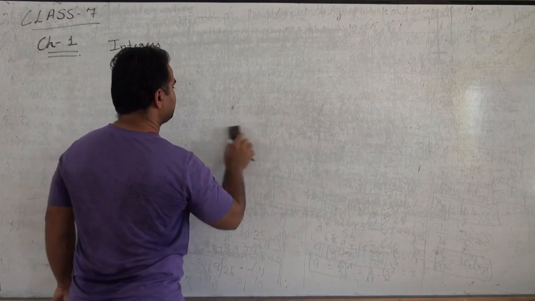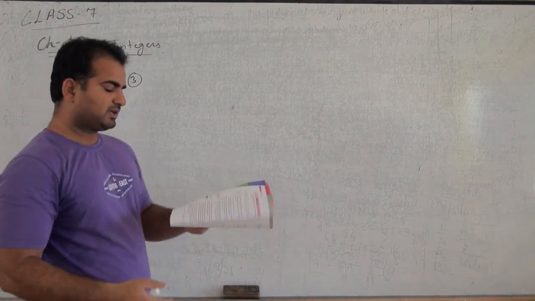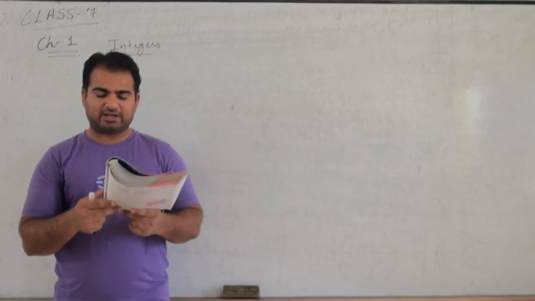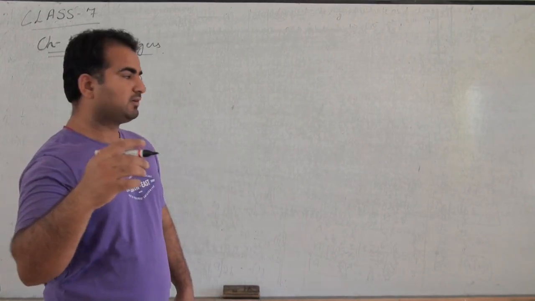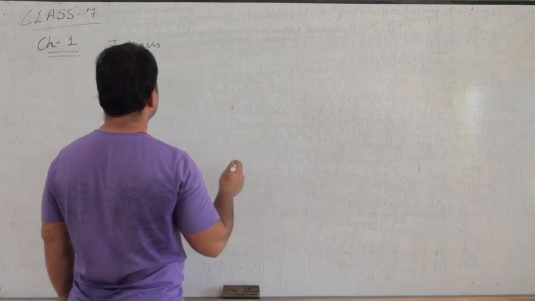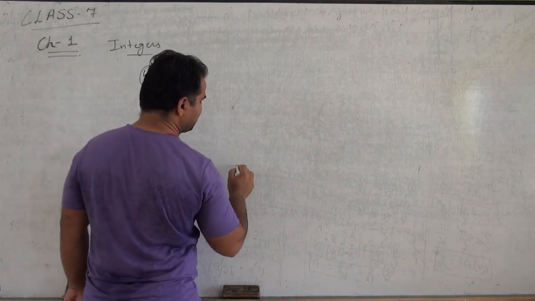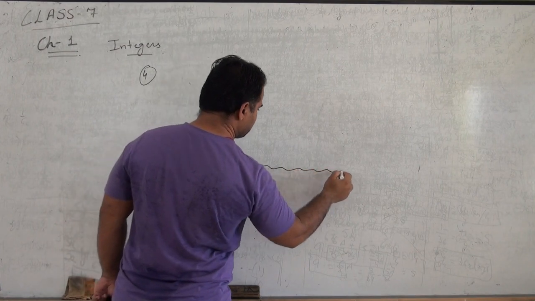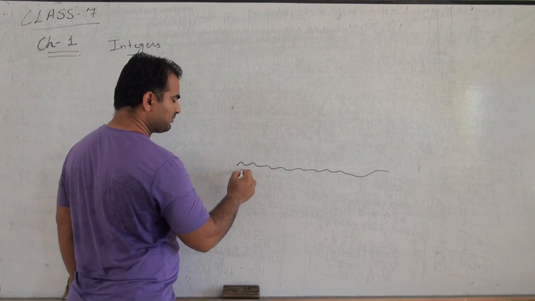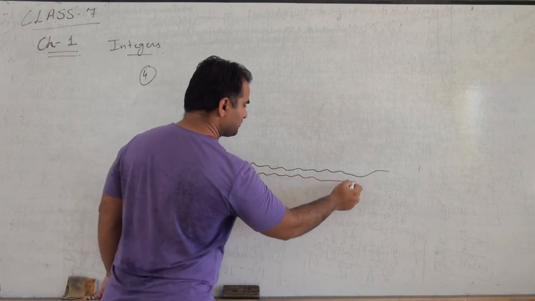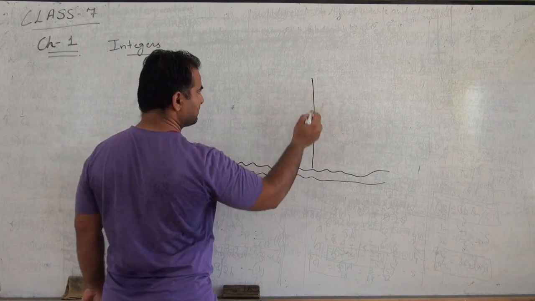Done? Okay, question number 4. You can see what is given. Question number 4 is, a plane is flying at a height of 5,000 meters above sea level. So what I am going to draw is, this is our sea level. Our plane is flying there.